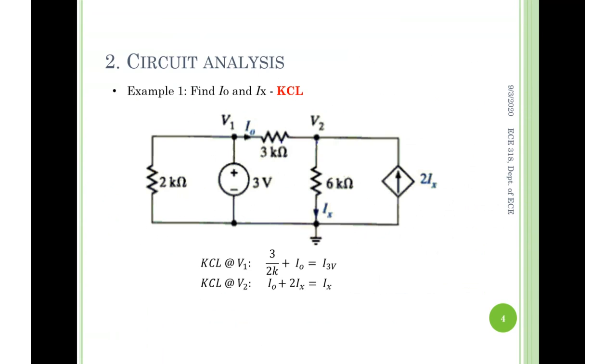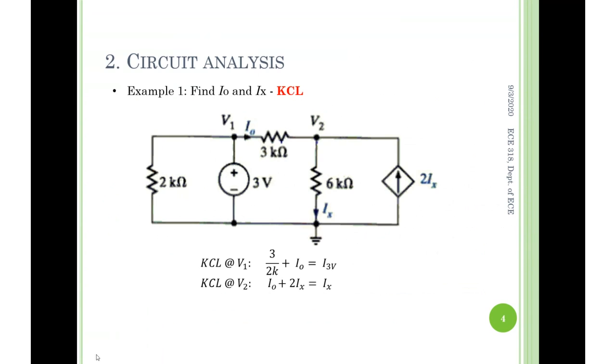All right, let's take a look at these 2 KCLs. First one at V1. How many currents are involved in this particular node? 3, right? 3 currents. What are they? The current flowing through 2K, the current flowing through the 3 volt voltage source, and I0, which is flowing through 3K. Does it make sense? 3 currents.